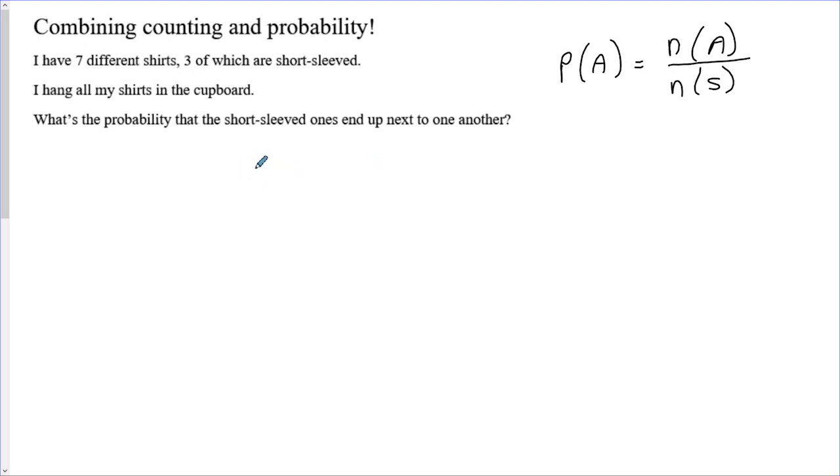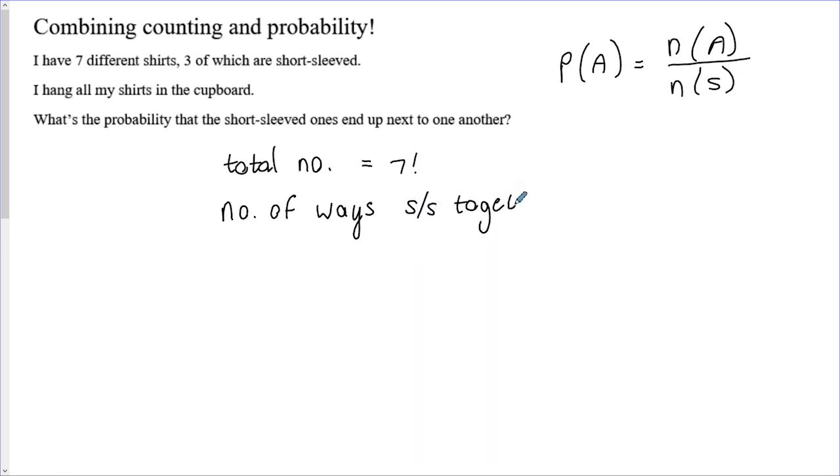So what I want to do is count, firstly, the total number of arrangements. That'll just be seven choices for the first place, times six, times five, times four, it'll be seven factorial. Now what I want to count is the number of ways that the short-sleeved shirts can be together. Here we've got a little conceptual trick, which you'll remember. We put a rubber band around the three short-sleeved shirts, and then obviously we have four other shirts. We consider these short-sleeved ones together as one shirt, giving us a total of five shirts. Five shirts can be arranged in five factorial ways, but for each and every one of those, there are three factorial different arrangements of the shirts inside the rubber band. So I need to multiply by that.